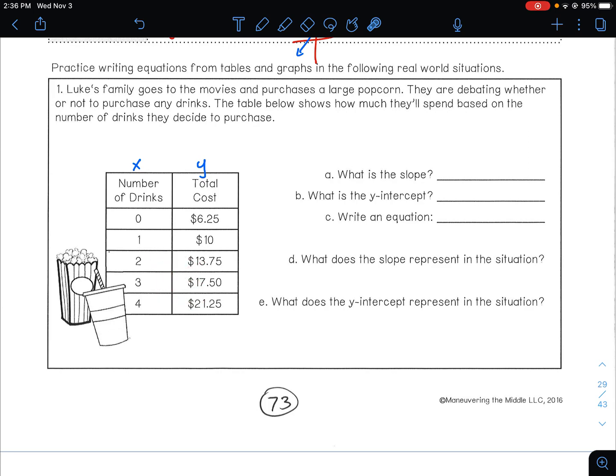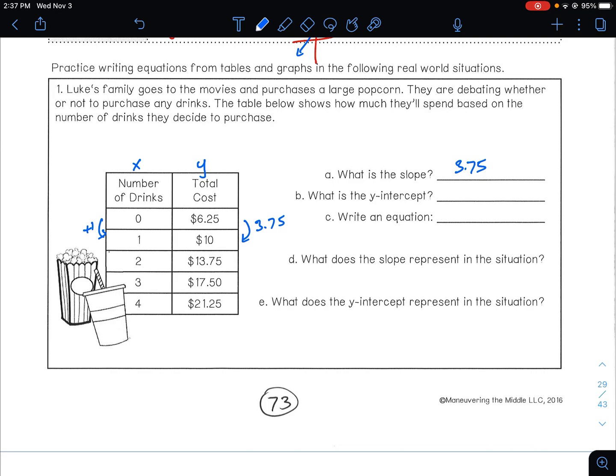So what is my slope? Let's figure out the change in y over the change in x. From 6.25 to 10, I just subtract the difference: 10 minus 6.25 is 3.75. That's y2 minus y1, which is how I figure out the change. Then x2 minus x1 is a change of 1. So it looks like the rate of change is 3.75 over 1, or just 3.75. I don't need the dollar sign.